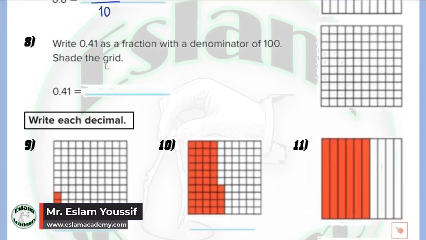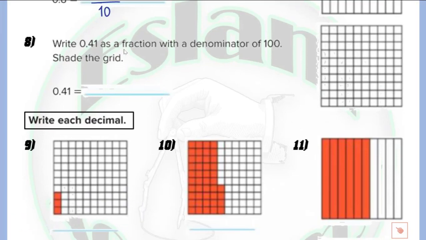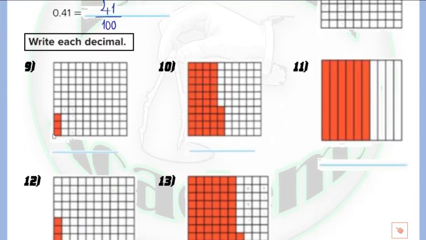Now in question number 8, we need to represent 0.41 as a fraction, with the denominator equal to 100. So to write 0.41, we just write the number at the right of the decimal point without any change. Write the fraction bar. Now we have 2 digits at the right of the decimal, it means we have 2 zeros down. So the answer will be equal to 41 over 100. After that, we need to write each decimal.